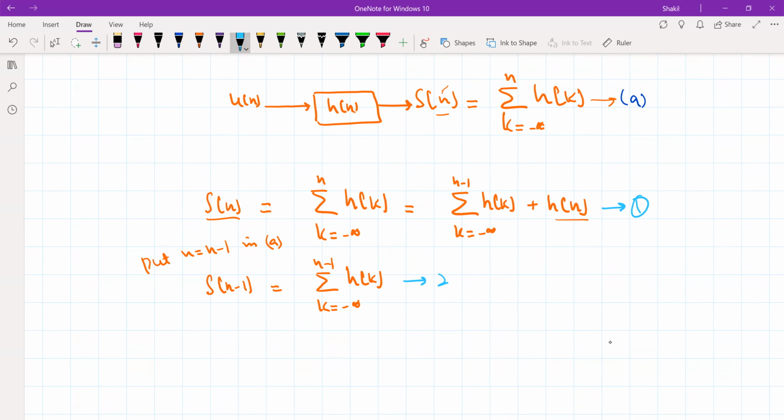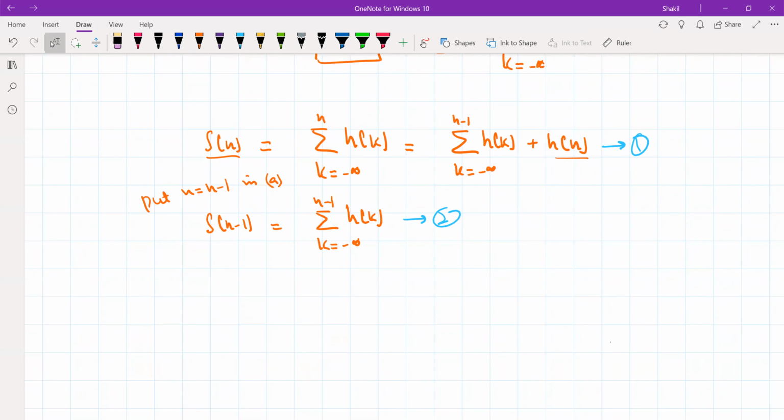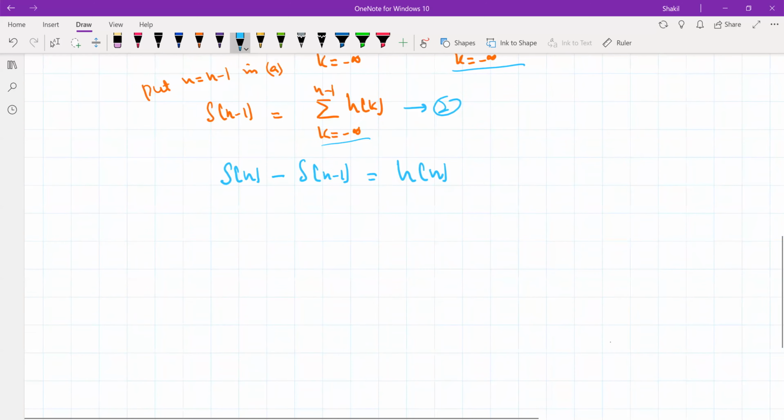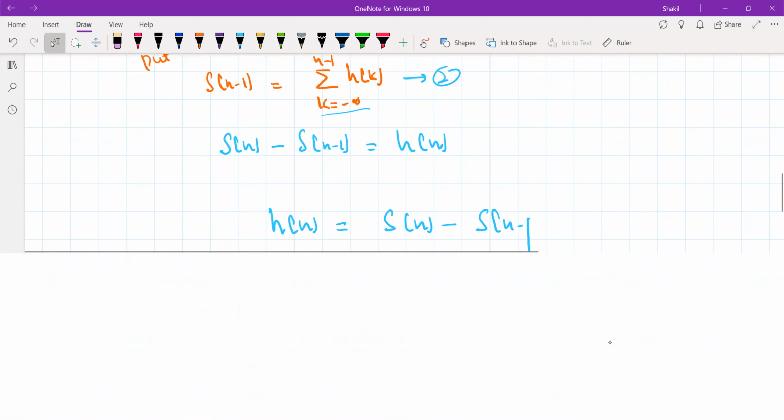Now have a look at expressions 1 and 2 and subtract these two. So if you subtract these two, what will you get? You will get s of n minus s of n minus 1, this quantity will cancel with this quantity and we are left with h of n. Okay, so I can rewrite it like this. So h of n is simply s of n minus s of n minus 1.